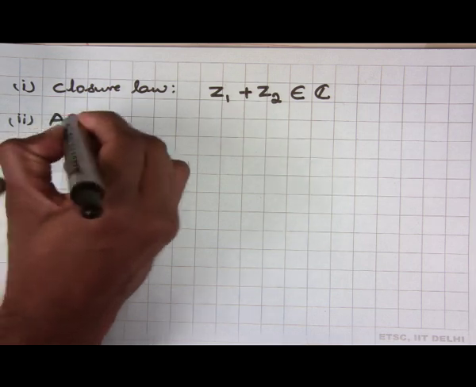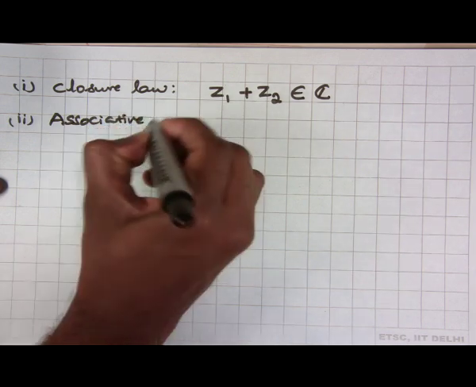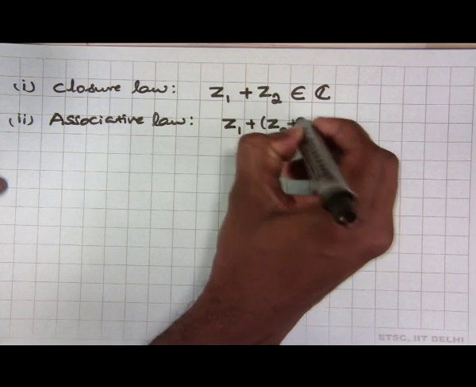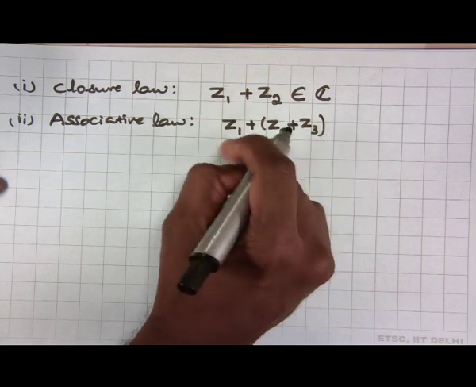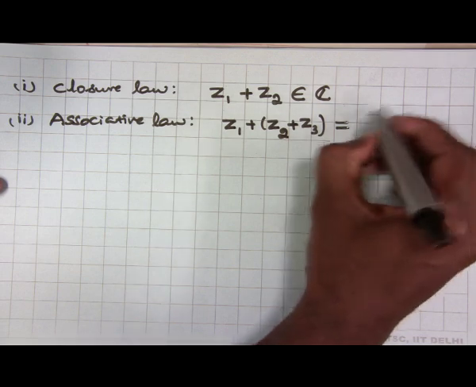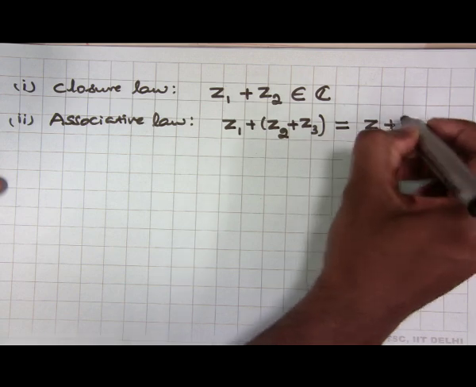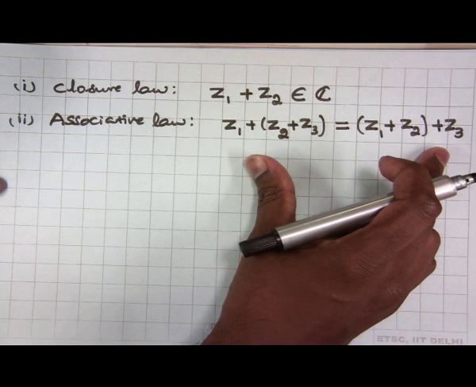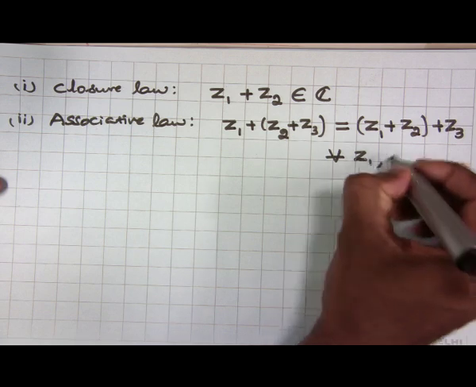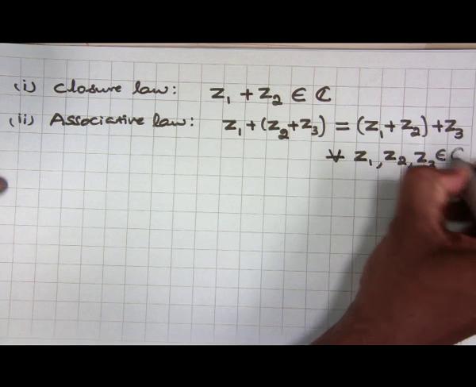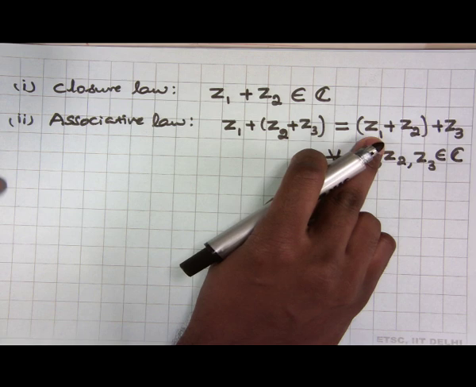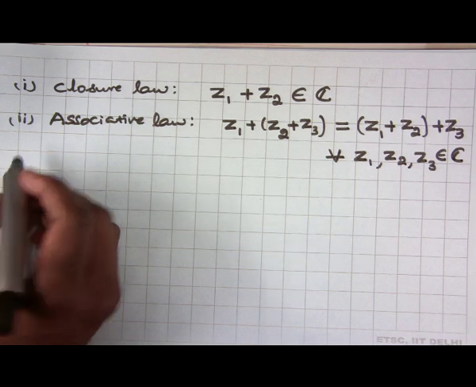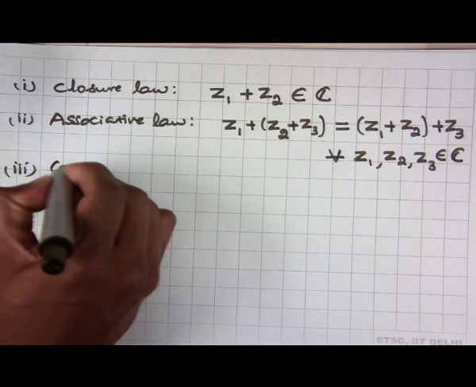Second, the associative law. It says that you first add z2 and z3, you get a complex number, and then add with z1, then this is the same as first adding z1 and z2, you get a complex number, then you add with z3, and the resultant ones are equal for every z1, z2, z3 in the complex numbers. Whatever we have written is verifiable: you consider 3 complex numbers, then you verify this operation, that it satisfies the associative law. Third one is commutative.